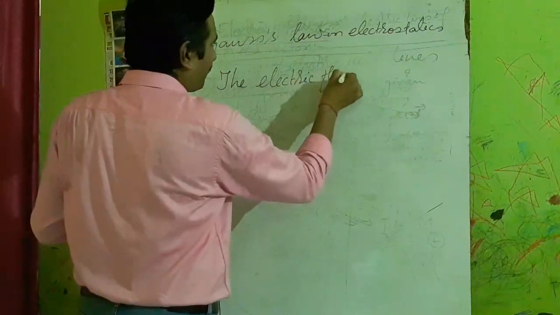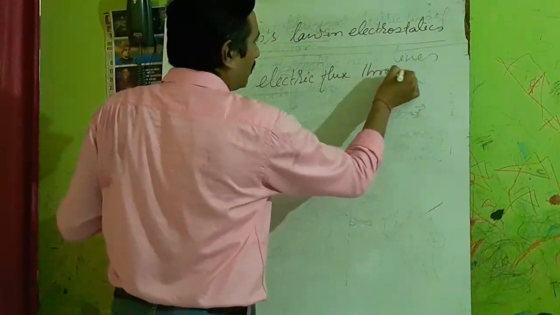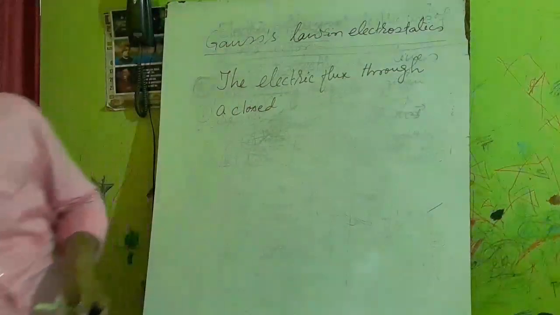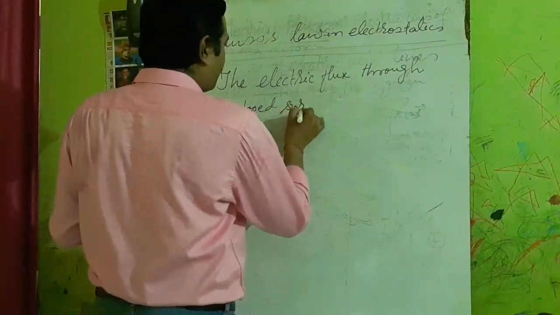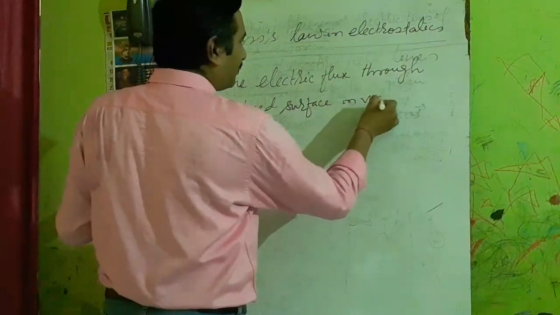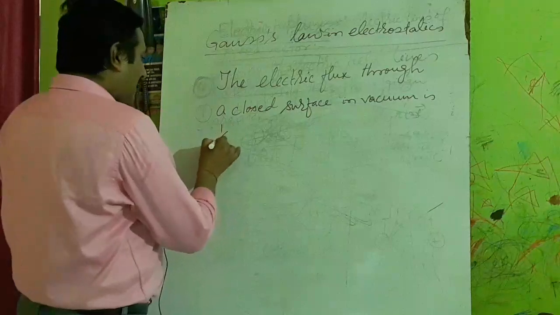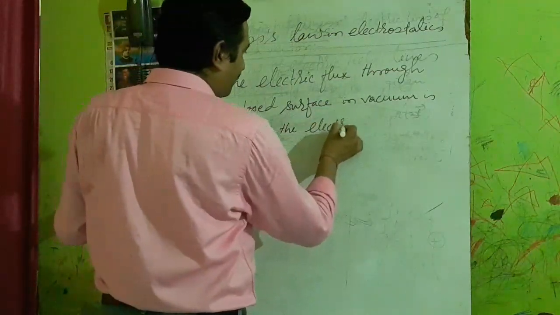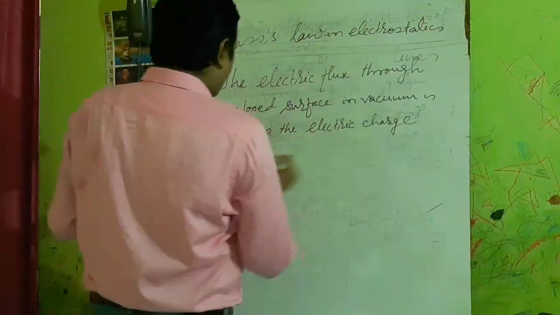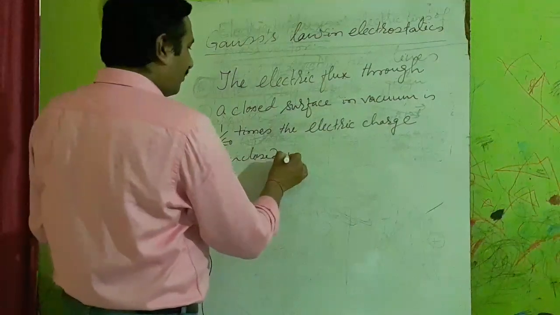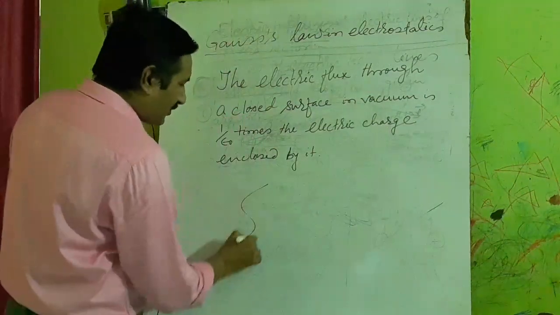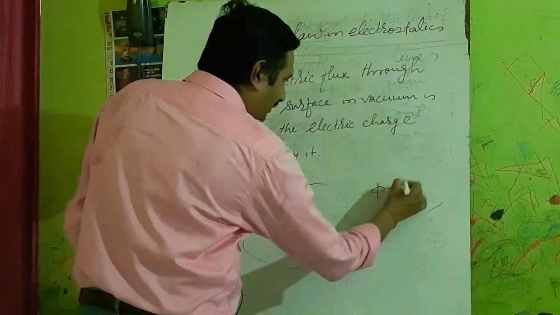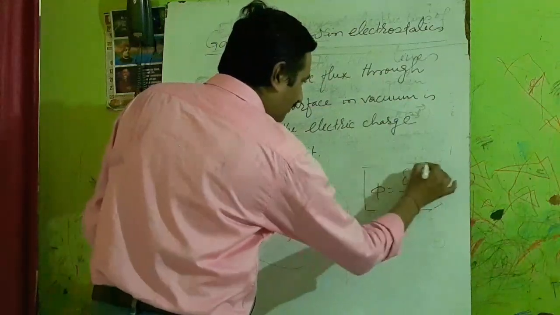the electric flux through a closed surface in vacuum is 1 by epsilon naught times the electric charge enclosed by it. Suppose this is a closed surface and Q is the electric charge inside it. So φ is equal to Q by epsilon naught. This is Gauss law. Is it clear?